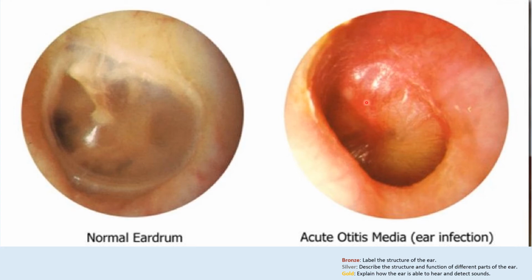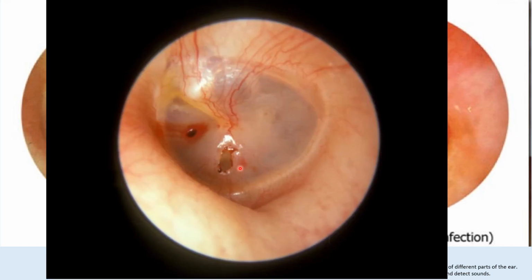It can also be called glue ear, or a swimmer's ear. So you can get it when you're swimming, and you get lots of water in your ear. And this one here is a perforated eardrum. So the rest of it looks fairly healthy, but then you've got this hole in the middle.